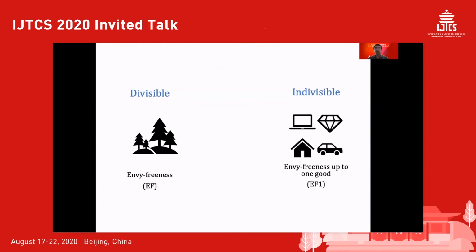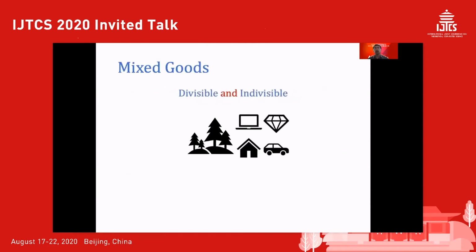Now we come to an interesting question: what if we have both divisible and indivisible items at the same time? This actually happens a lot in practice in the real world. For example, in heritage division, sometimes the heirs may want to together allocate a piece of land together with some set of artworks or some other cars or houses.